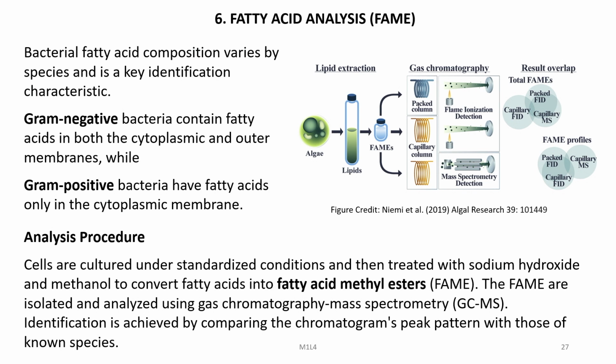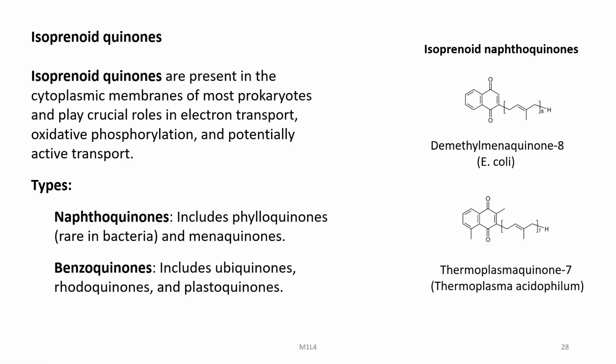Analysis procedure: cells are cultured under standardized conditions and then treated with sodium hydroxide and methanol to convert fatty acids into fatty acid methyl esters or FAMEs. These FAMEs are isolated and analyzed using gas chromatography, as you can see in this picture, or gas chromatography mass spectrometry. Identification is achieved by comparing the chromatogram's peak pattern with those of the known species.